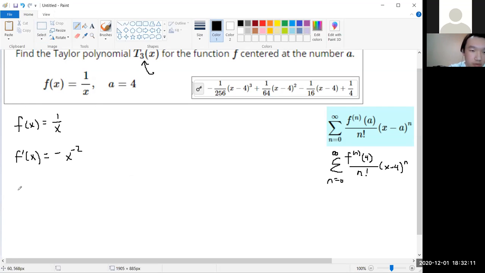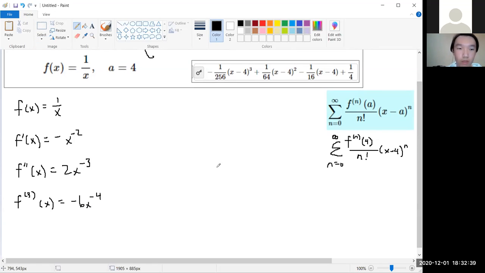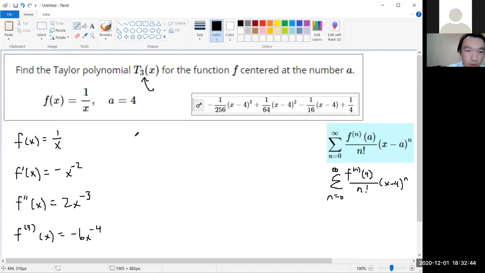Let's take the next derivative. So this is f double prime of x. So that would be positive 2x to the -3rd, right? And do we need another one? I think we do need another one because it's to the third power that we need. Equals -6x to the -4. Yeah, I think that's how much we need. Okay, and then we have to evaluate all these derivatives at the center. So evaluate it at a equals 4.